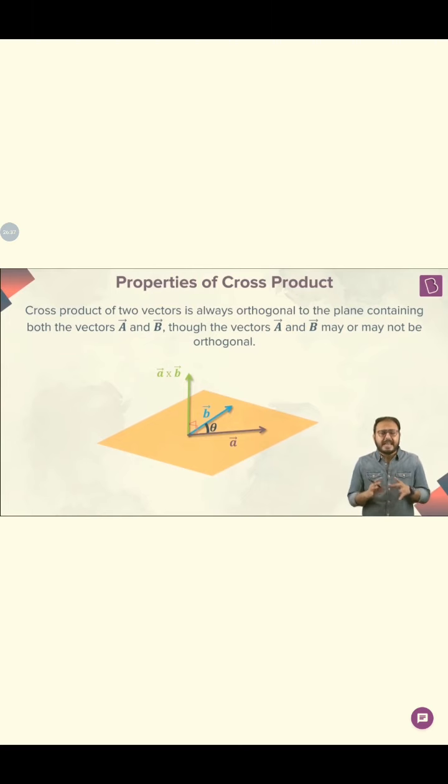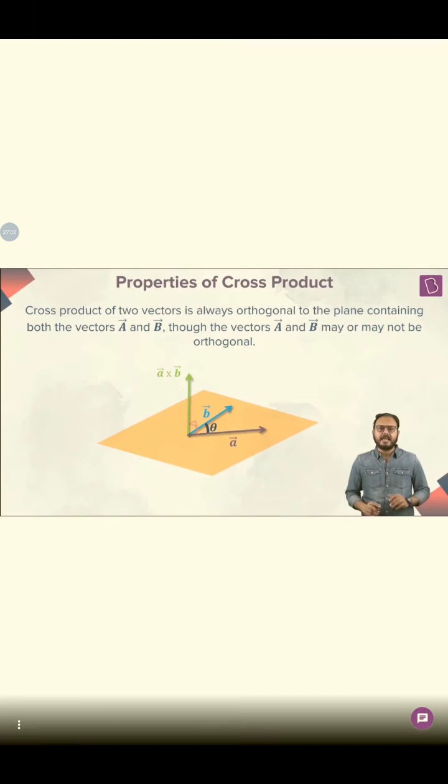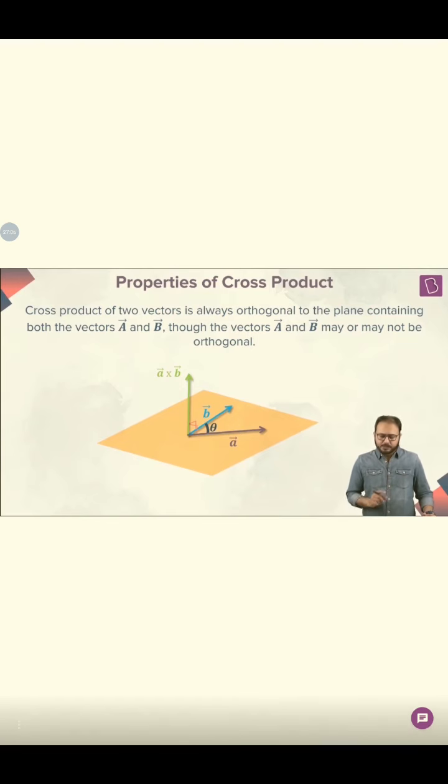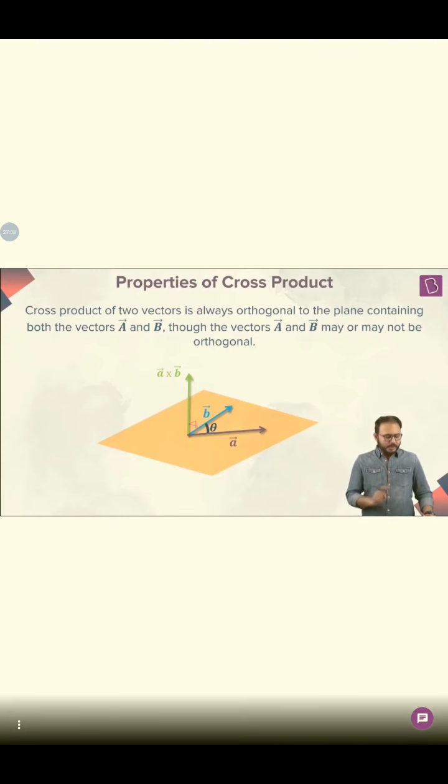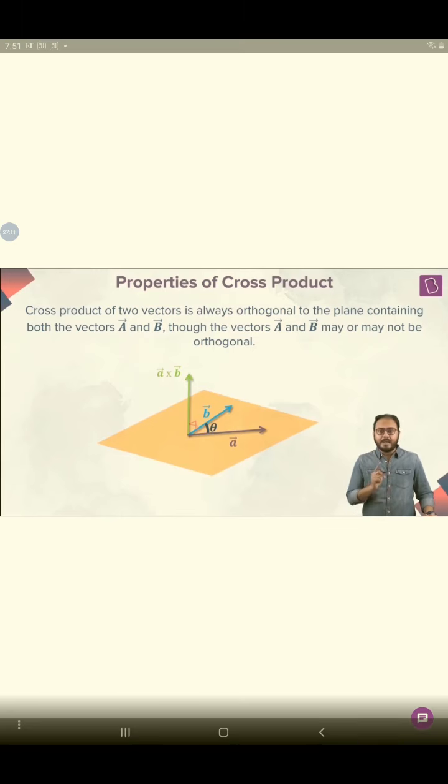While I was explaining the cross product to you, a lot of things have been explained already, which will come again as properties. But still, for completeness' sake, let's scan through. The cross product of two vectors is always orthogonal to the plane. This is the very definition. N cap is a unit vector which is perpendicular to both A and B. What's the better way of saying this? N cap, or the cross product vector, is perpendicular to the plane containing A and B. That means the cross product can give you a vector which is perpendicular to both A and B at the same time.